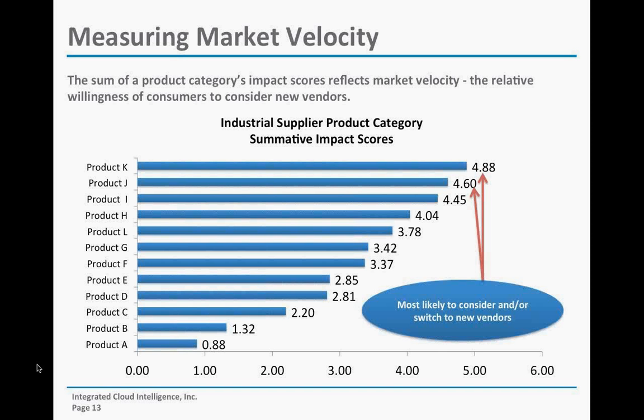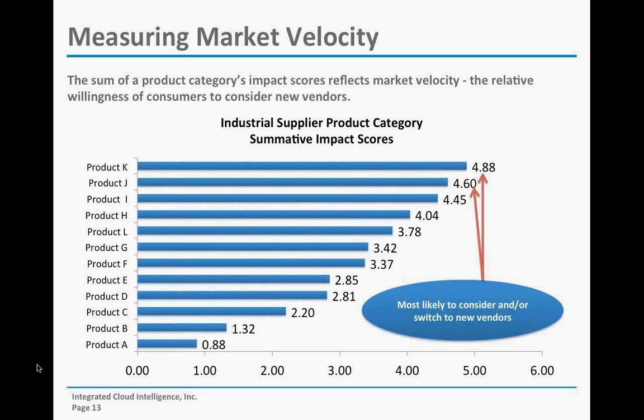Now, typically, products early in their life cycle have very large summative impact. If you add up all the impact scores, they suggest that there's going to be a lot of movement with any improvement in market driver performance. When there's a lot of movement, typically found at earlier stages of product life cycle, that means that the market's going to respond very fast to what you're doing.